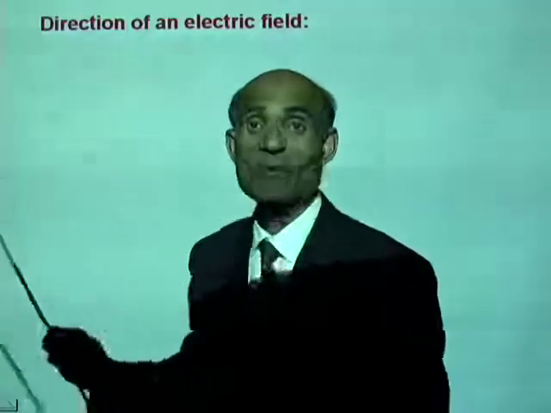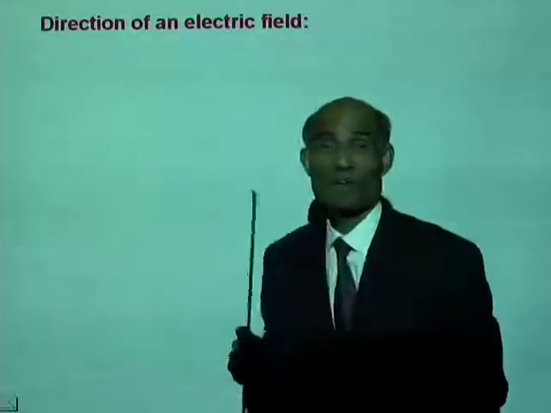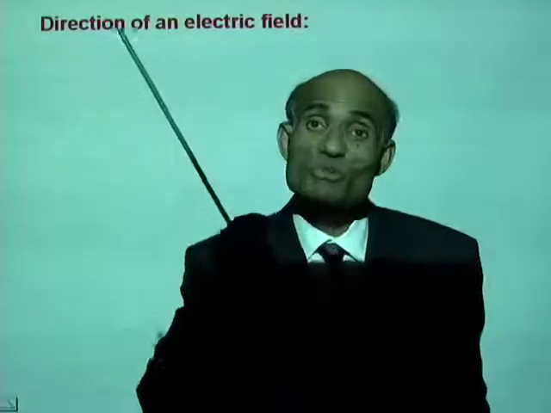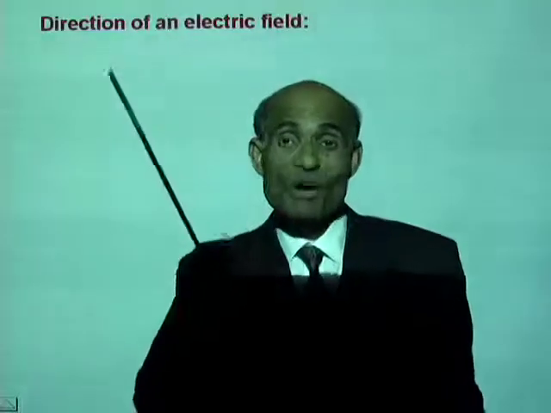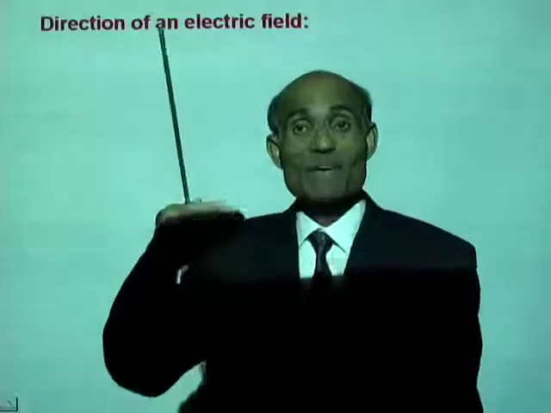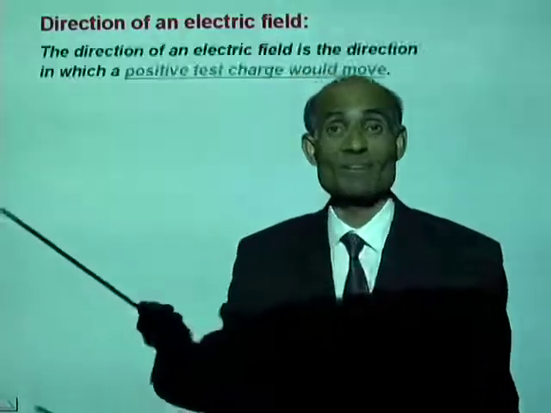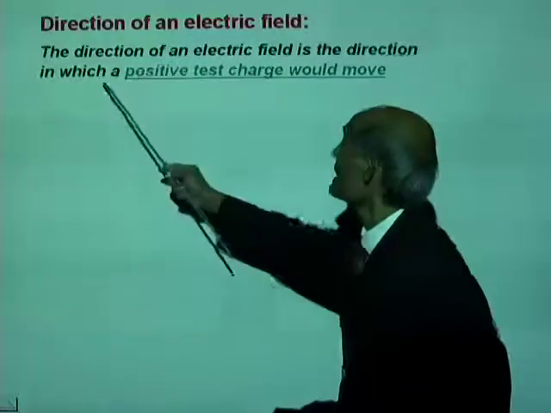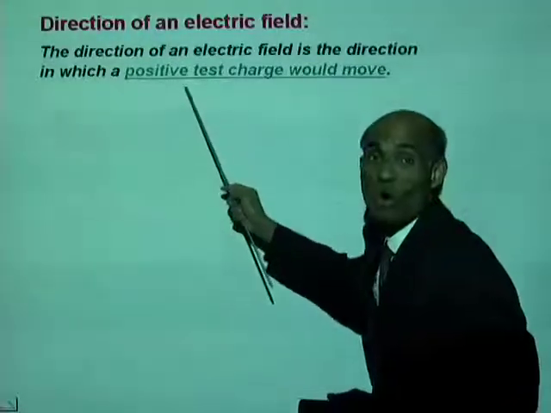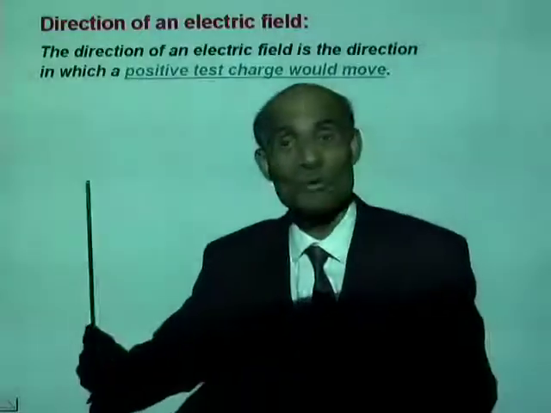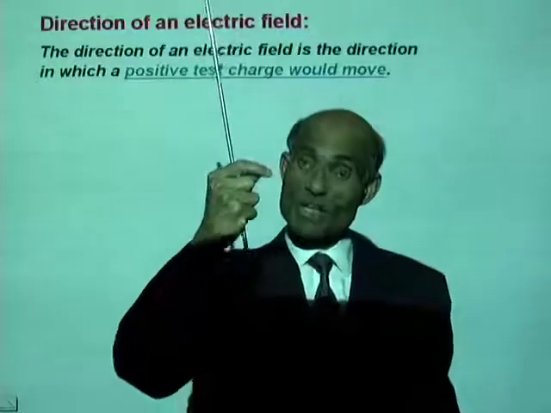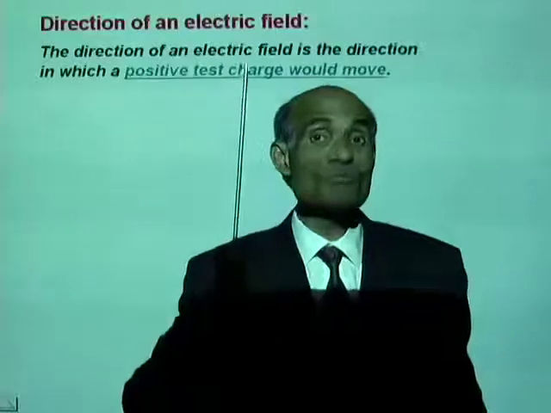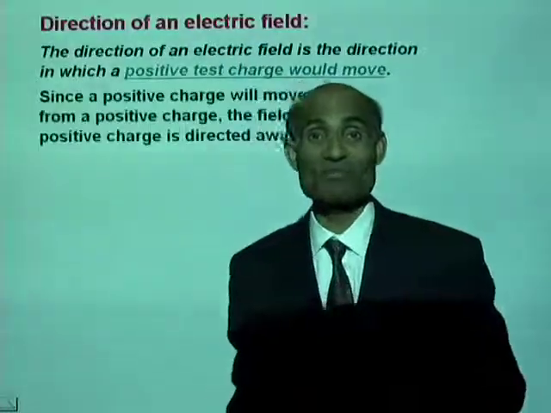Now let's talk about the direction of an electric field. What is the direction of an electric field? Well, to determine the magnitude, we used a test charge. What is the test charge we used? A unit positive charge. We will use the same in determining the direction of the electric field. The direction of an electric field is the direction in which a positive test charge would move. So if you place a positive test charge, the direction in which that positive test charge would move is the direction of the electric field.